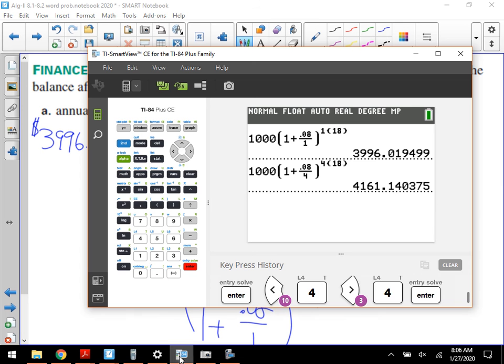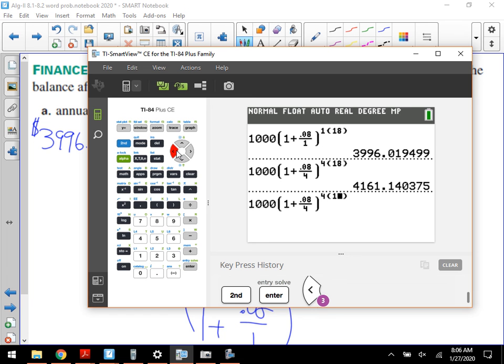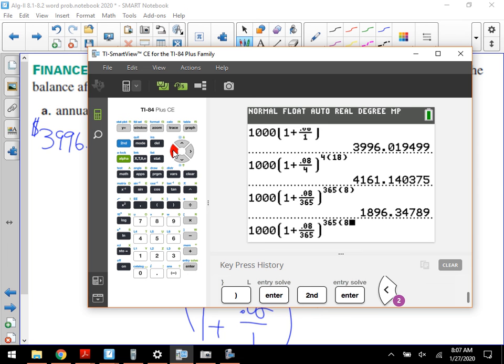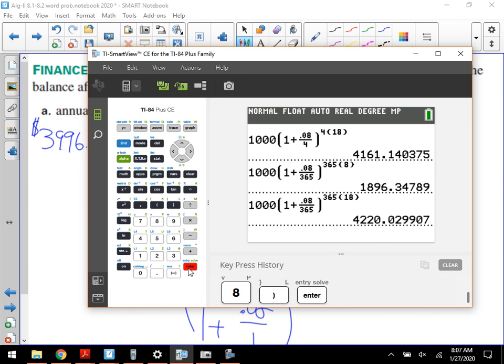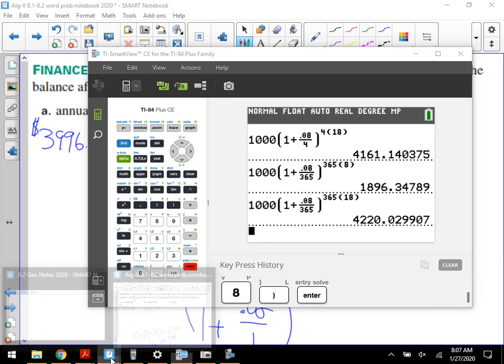Daily, let's see. What if it's not a leap year? Careful, sometimes it might run into some of the next values, so you might have to retype some of it. $42.20.03.